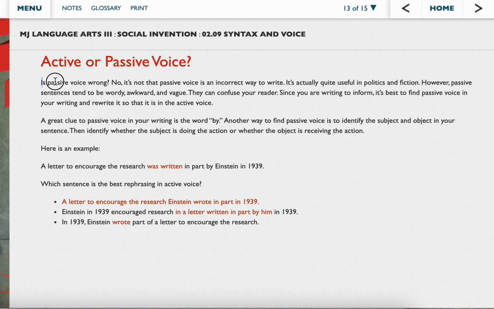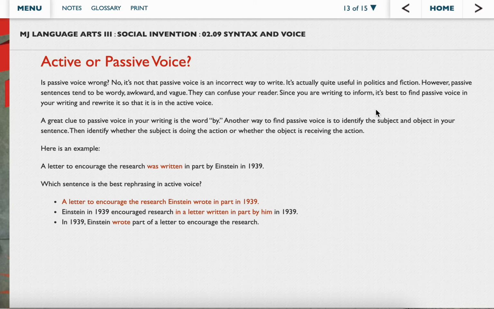Is passive voice wrong? No, it's not. It's not that passive voice is an incorrect way to write. It's actually quite useful in politics and fiction. However, passive sentences tend to be wordy, awkward, and vague. They can confuse your reader.